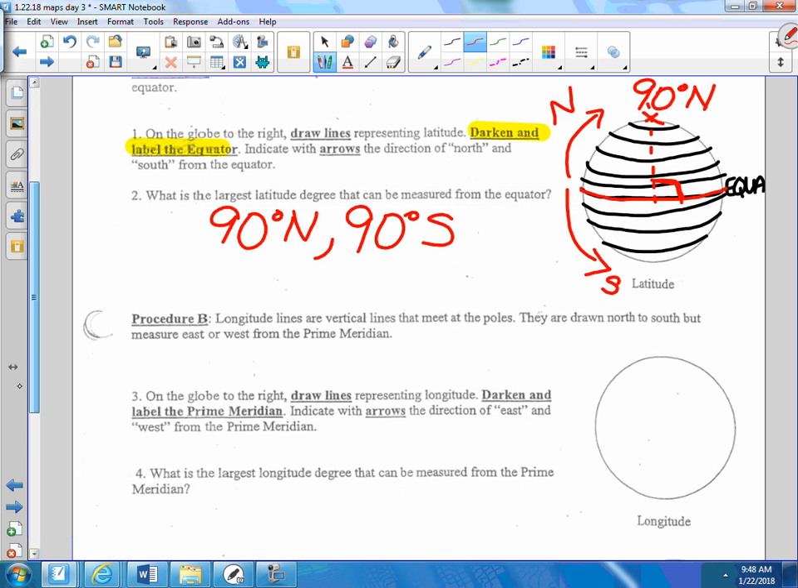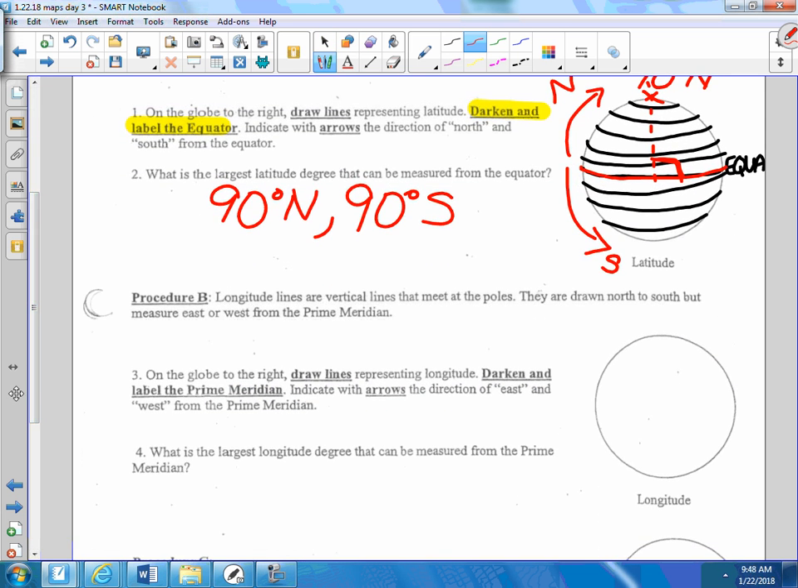Okay, the next frame of reference is similar, but it's not going to go parallel across. It's going to go up and down. Somebody tell me the frame of reference that's up and down. What's it called, our line that we're going to be extending from the North to the South Pole? What's the name of that line? What's it called, John? Yes, the prime meridian. It is going to meet at the poles.